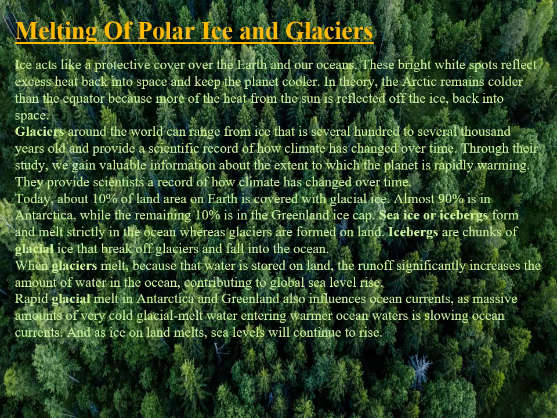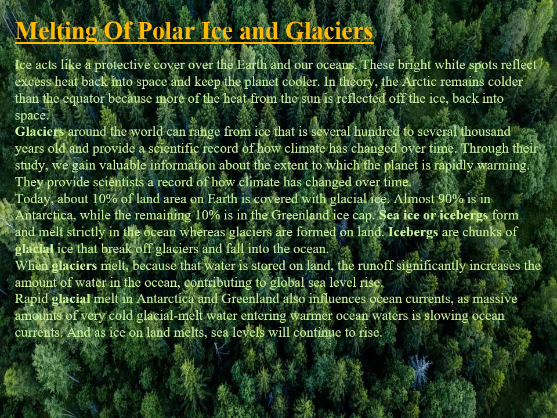Glaciers around the world can range from ice that is several hundred to several thousand years old and provide a scientific record of how climate has changed over time. Through their study, we gain valuable information about the extent to which the planet is rapidly warming. Today, about 10% of land area on Earth is covered with glacial ice. Almost 90% is in Antarctica, while the remaining 10% is in the Greenland ice cap.